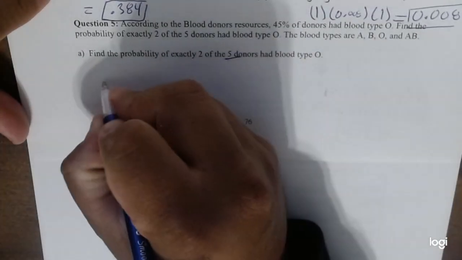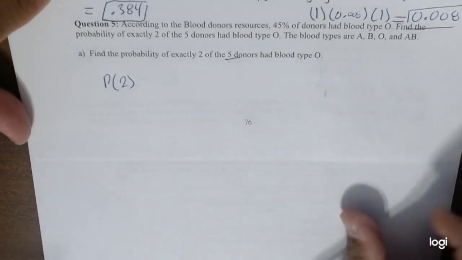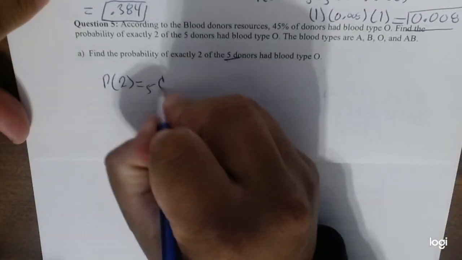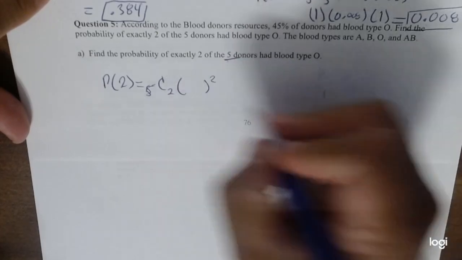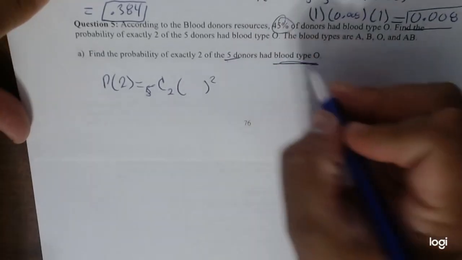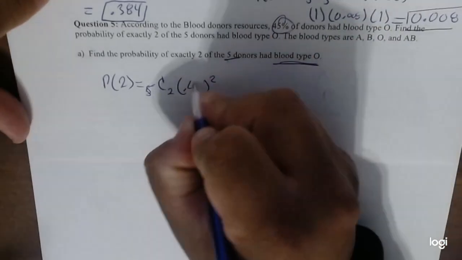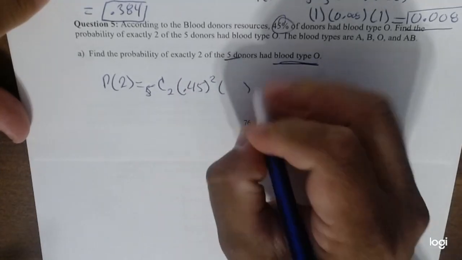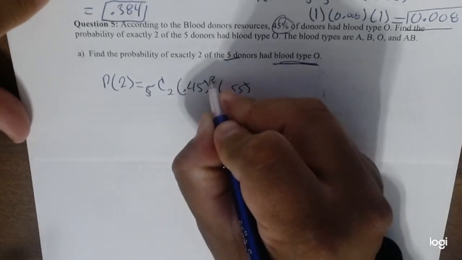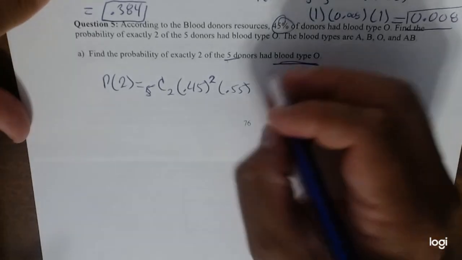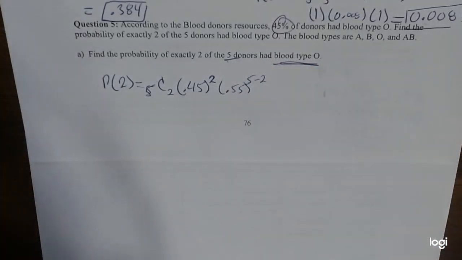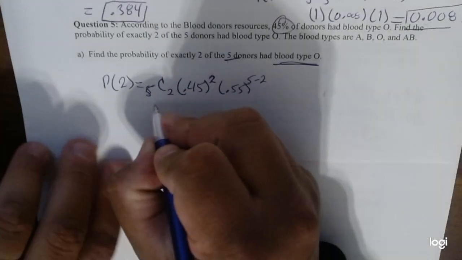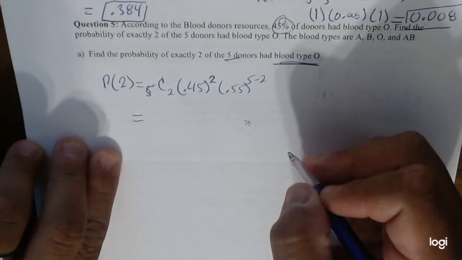We still want 5, so this is going to be probability of exactly 2. So this is 5 choose 2. Okay. Now, since we want success to be people who have blood type O, and that's going to be 45%, so this is 0.45. So therefore, failure is 0.55, right? And this is going to be to the 5 minus 2 power.